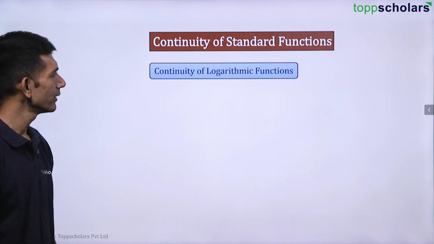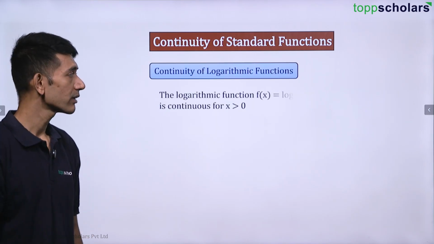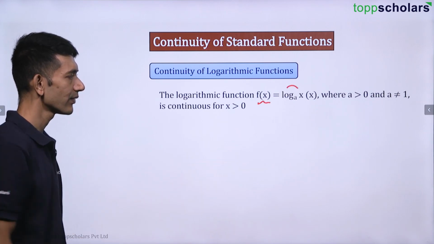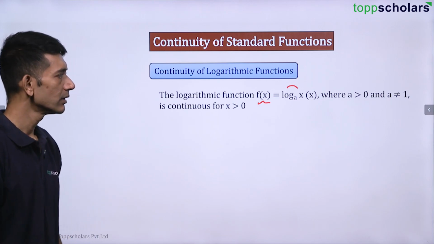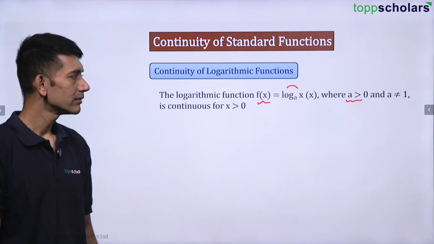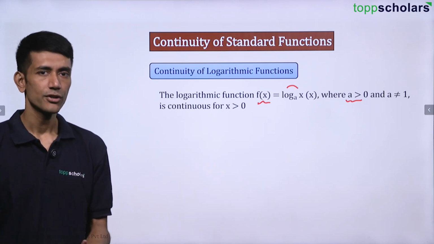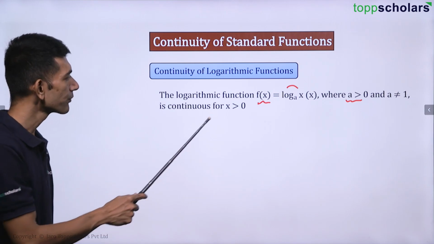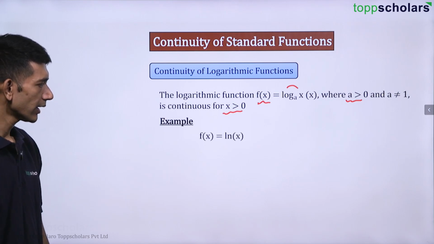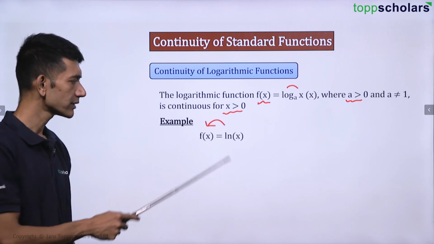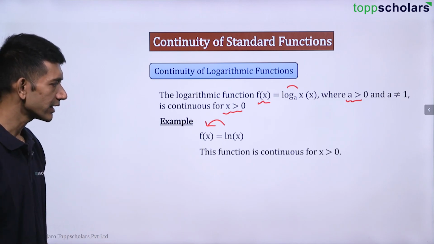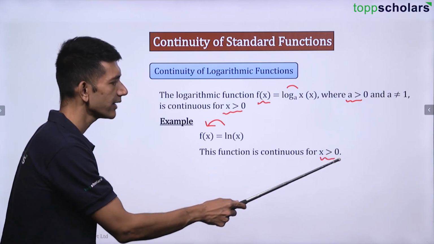Let's continue. Now let us talk about the continuity of logarithmic functions. So you already know that f(x) is equal to log x to the base a, where a is greater than 0, of course, and a is not equal to 1, because we know that log of 1 is 0, and that comes in the denominator, so it will become not defined. It is continuous for all x greater than 0, right? So if the function is natural log of x, it is continuous for x greater than 0.